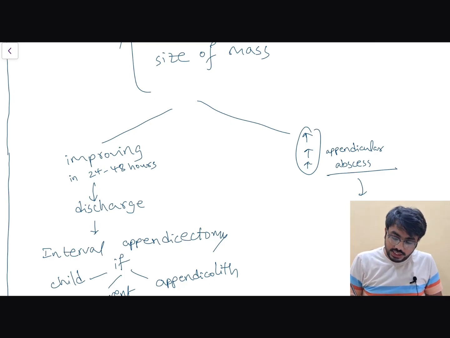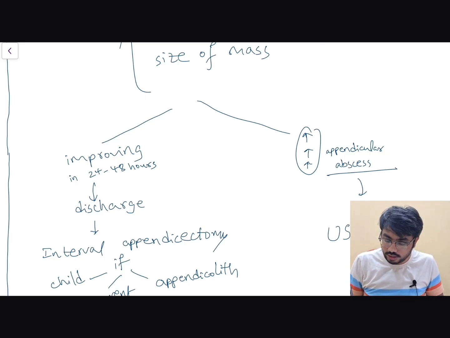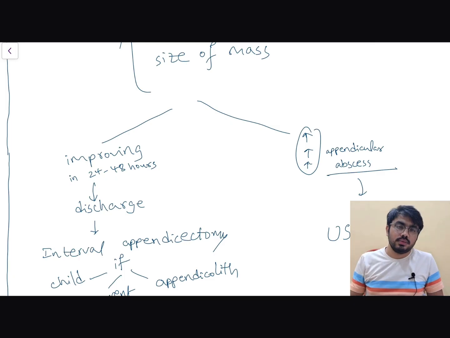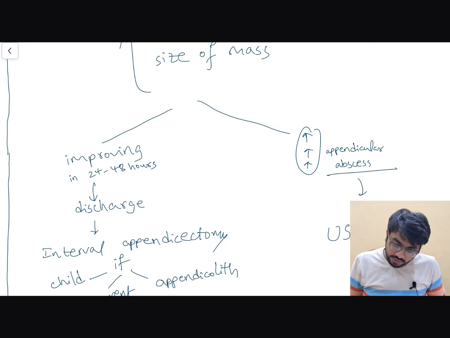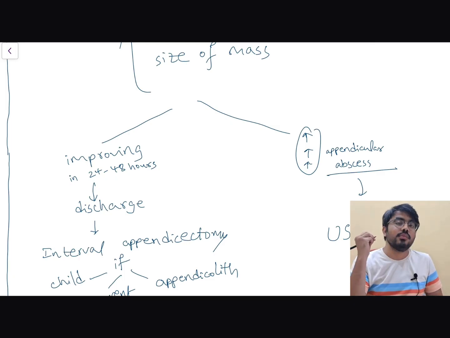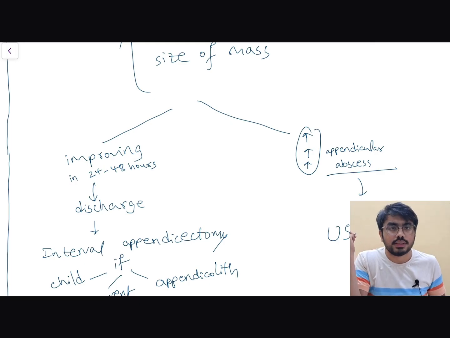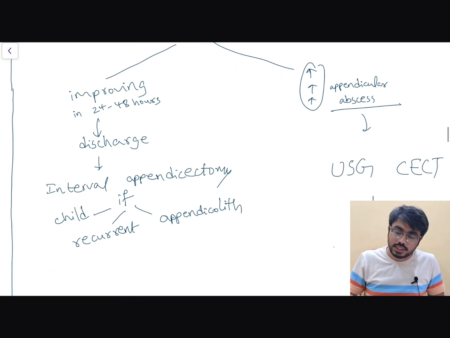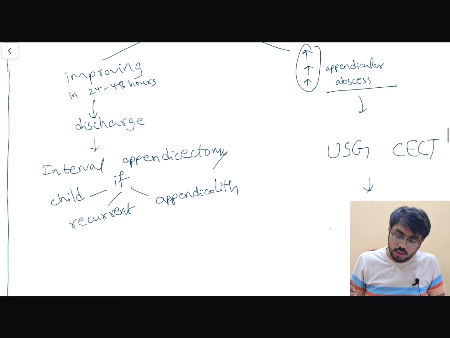Now, how to manage this? First thing is I have to confirm that it is an abscess. So what is the investigation I have to do? I have to get an ultrasound done. Very good. Or I have to get a contrast enhanced CT scan done. After this, what to do? Yes, I have confirmed. Yes, this is a case of appendicular abscess. How to treat this case? Abscess. How to do? You have to drain the abscess.